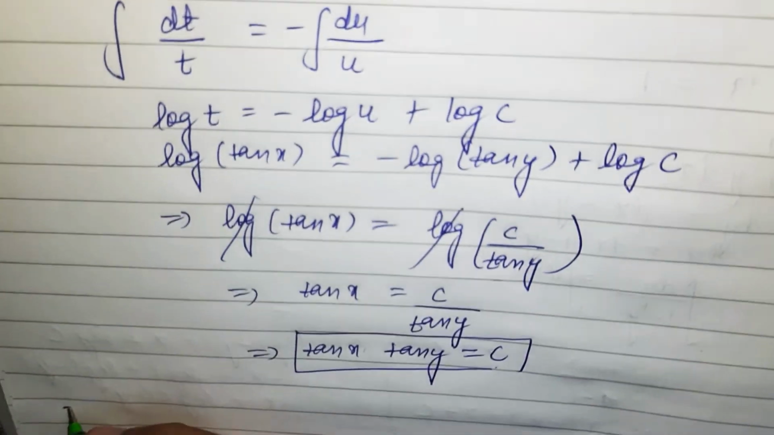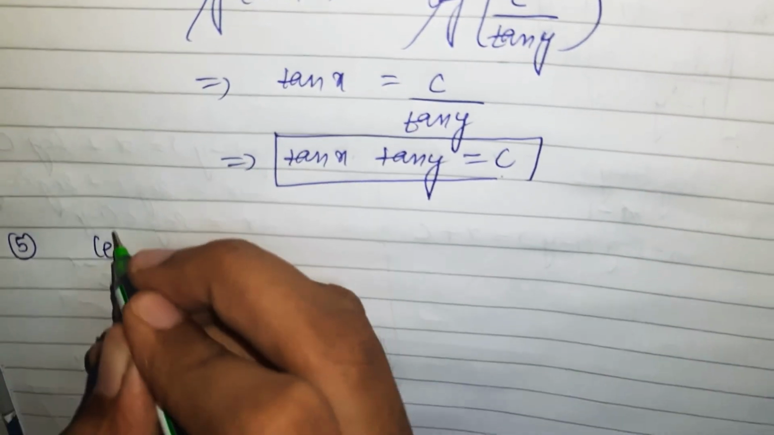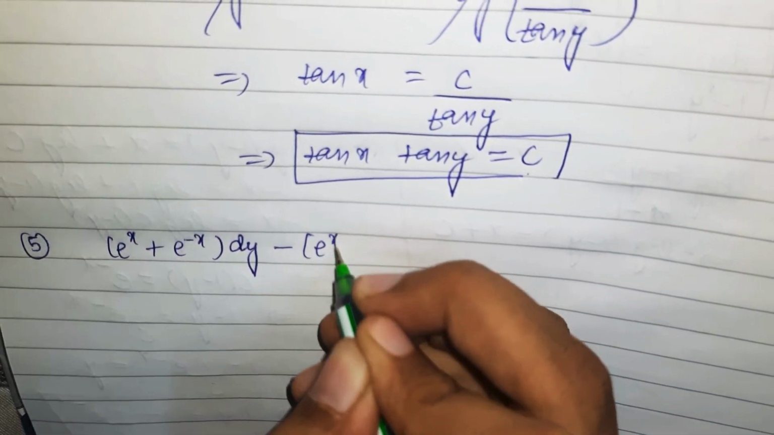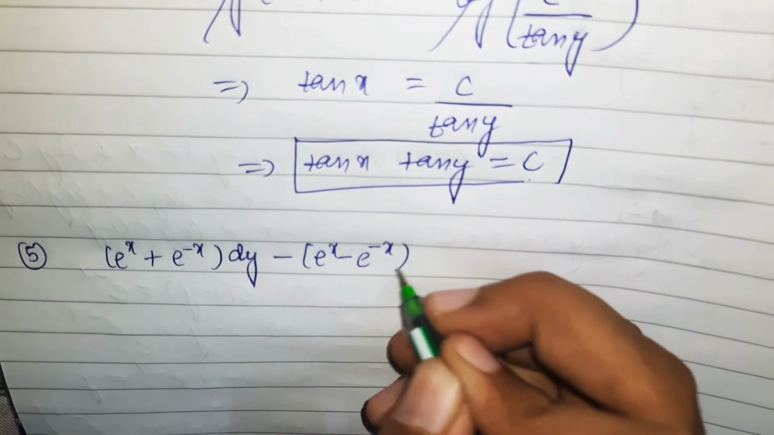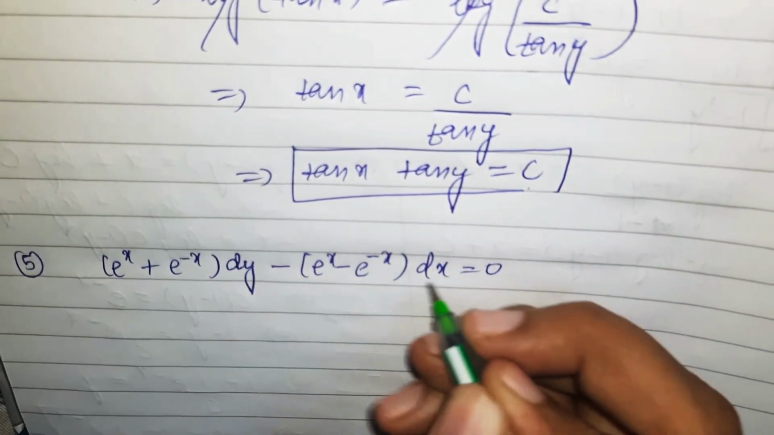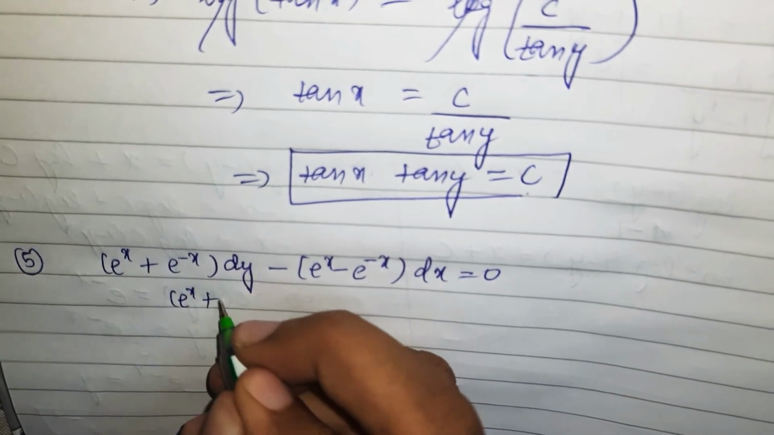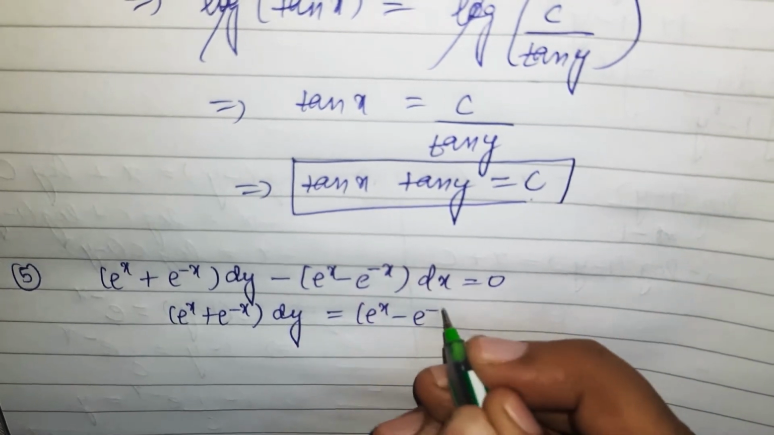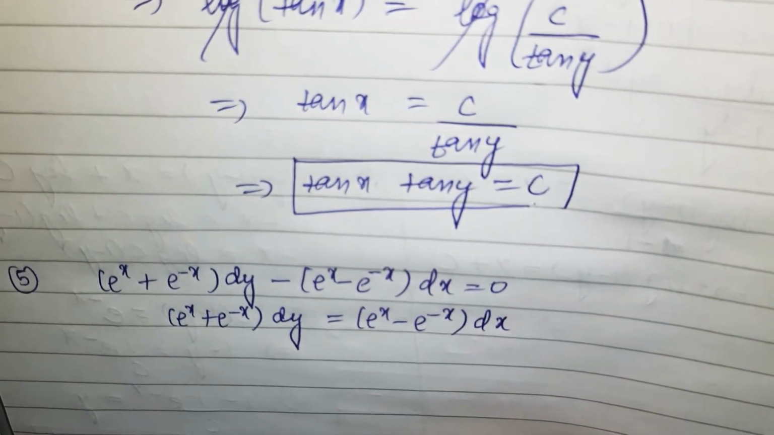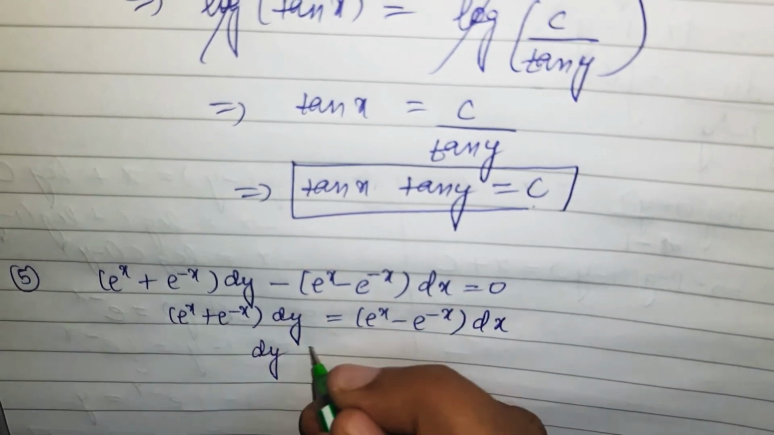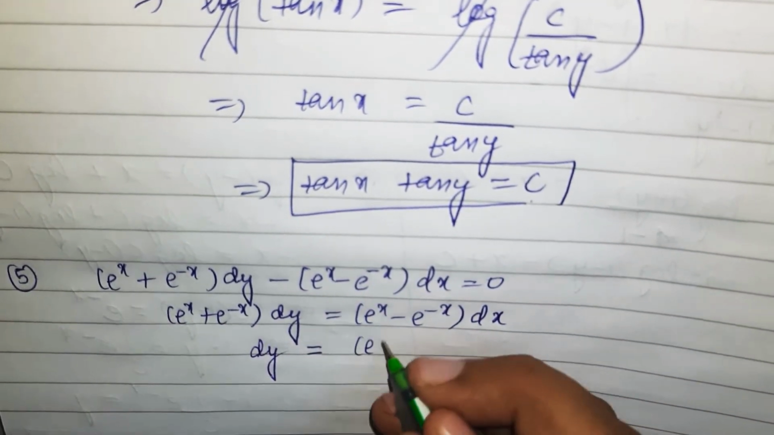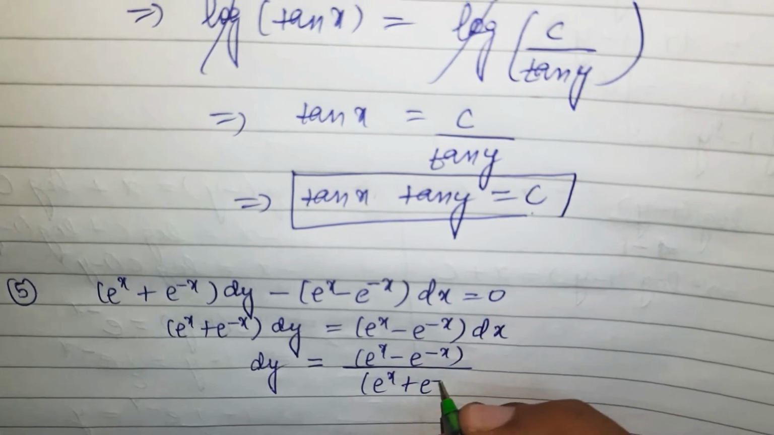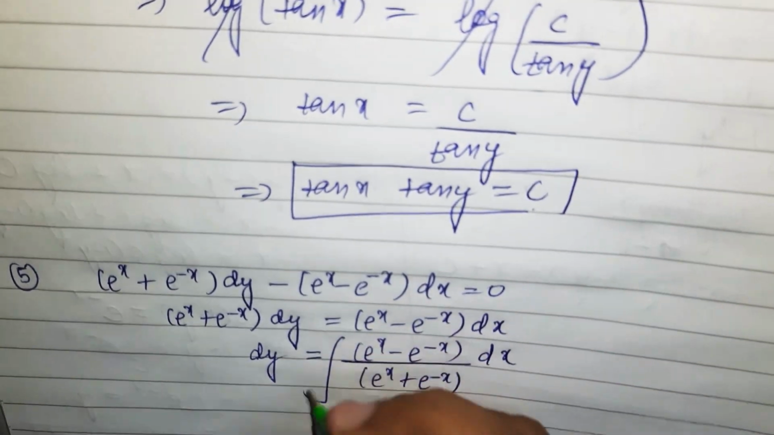Now come to question number 5. In question number 5, we have (e^x + e^(-x)) dy minus (e^x - e^(-x)) dx is equivalent to 0. Now take this term to the right hand side. So I will be getting (e^x + e^(-x)) dy equals (e^x - e^(-x)) dx. Now dy will remain alone, so it becomes (e^x - e^(-x)) upon (e^x + e^(-x)) dx. Integrate both sides.